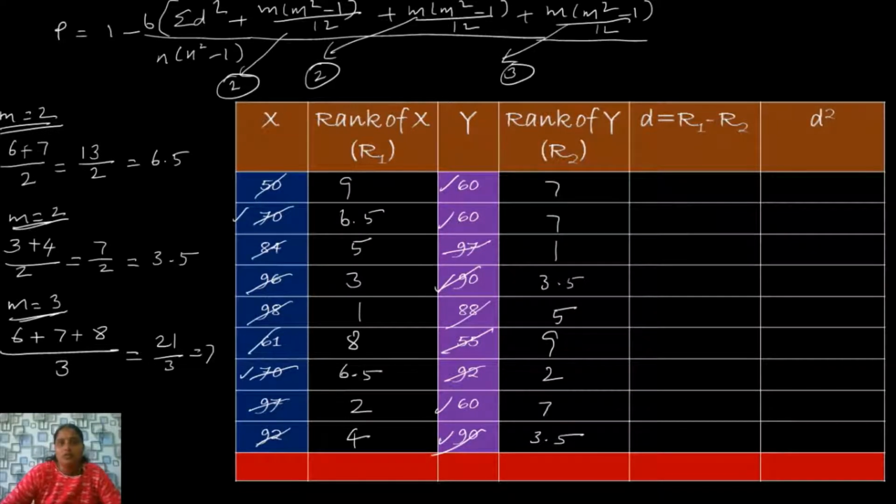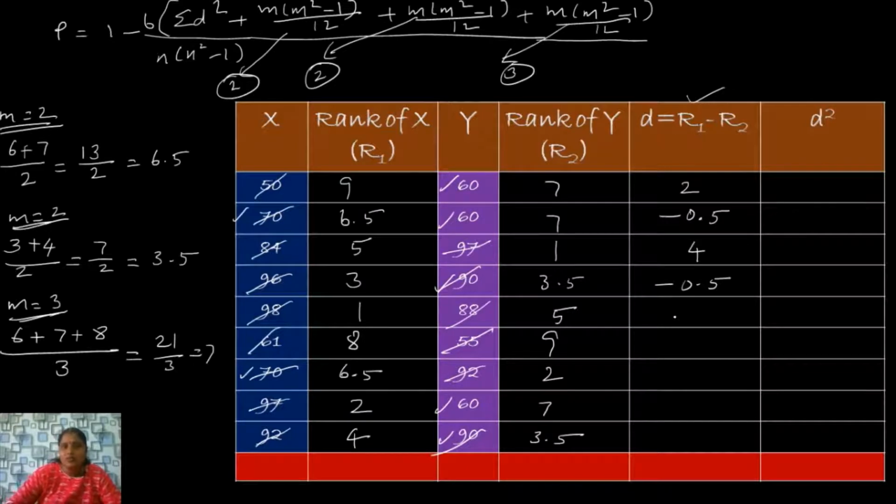So now the rank is assigned to all the values. Let me now calculate the difference between the ranks. That is D. So 9 minus 7, that is 2. 6.5 minus 7, that is minus 0.5. 5 minus 1 is 4. 3 minus 3.5, that is minus 0.5.